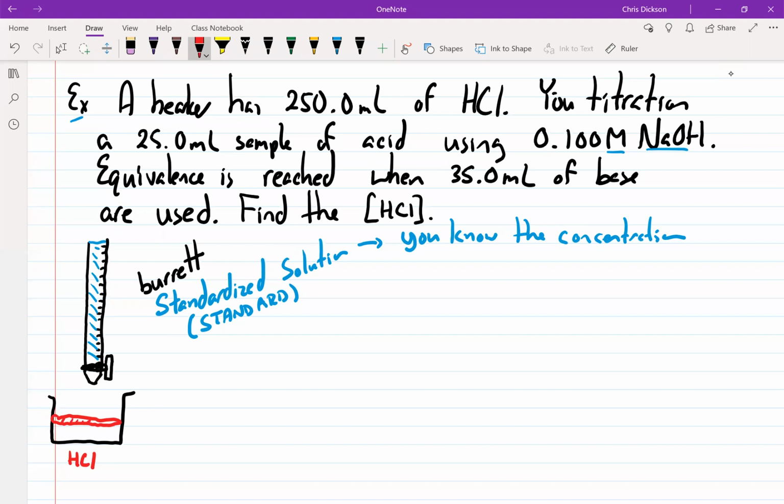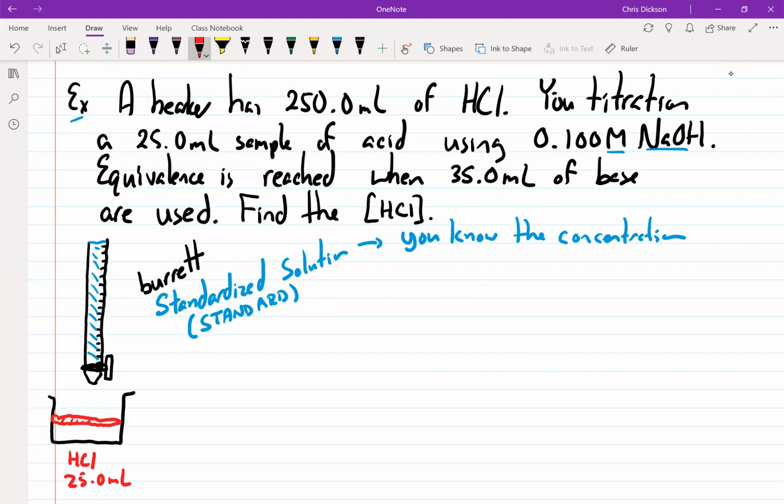So the burette contains the standard. That's the chemical you know the concentration of. And it's got little lines on the side of the burette that allows you to determine the volume of base you add. And we're going to add it to the acid to try to find out what the concentration of the acid is. So this is the sample. So this is the 25 mil sample here.